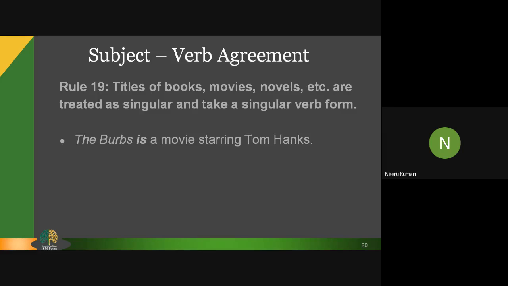The title could be in plural form, but those titles are related to either one book or one movie or one novel. So whenever you are talking about titles, you can see here the birds. This is one title, isn't it, dear? So when it is one title, please remember, the verb will agree with it, which would be "is". Right. So you should understand based on the information shared.